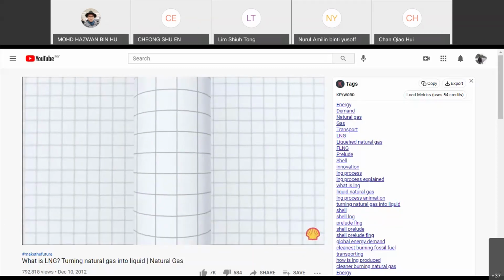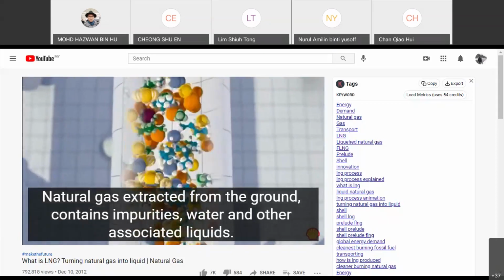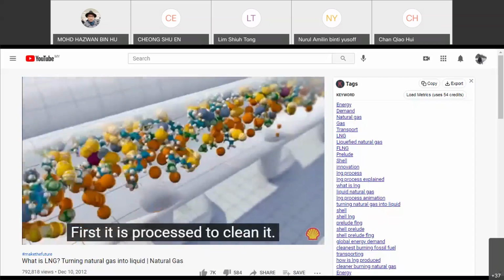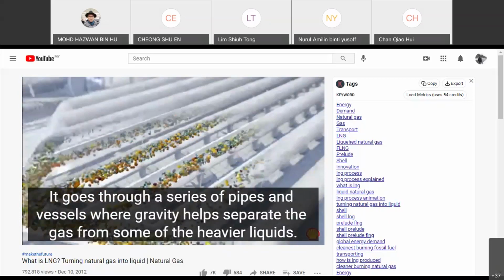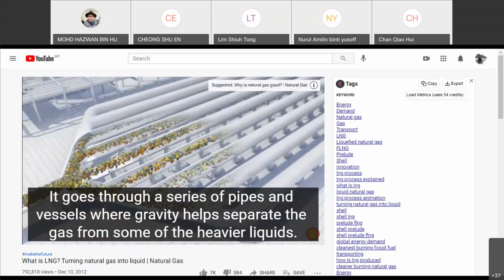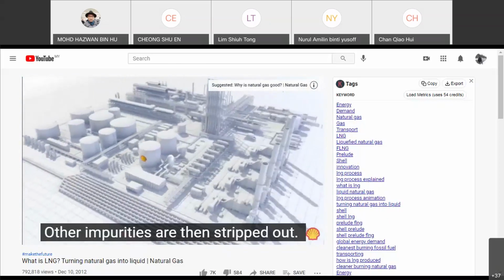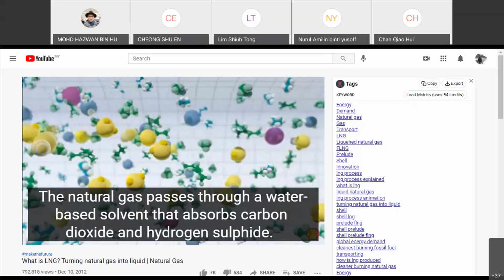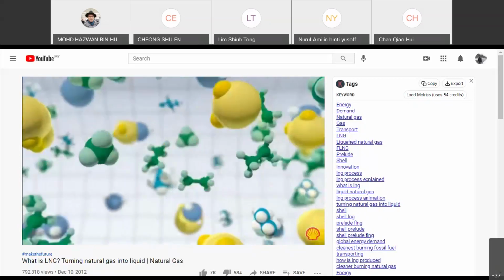So how is liquefied natural gas produced? Natural gas extracted from the ground contains impurities, water, and other associated liquids. First, it is processed to clean it. It goes through a series of pipes and vessels where gravity helps separate the gas from some of the heavier liquids. Other impurities are then stripped out. The natural gas passes through a water-based solvent that absorbs carbon dioxide and hydrogen sulfide.